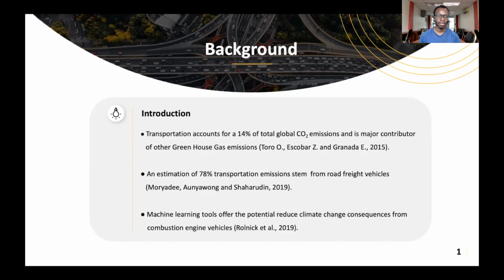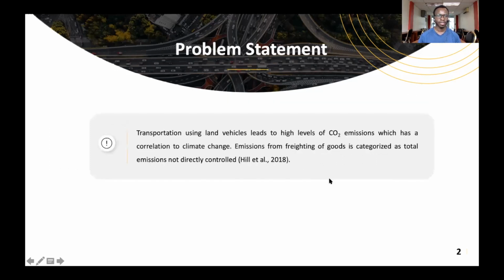Okay, then the other part that was considered was the fact that machine learning is a tool that's being used to optimize climate change consequences from ICEs, or internal combustion engines. This was a major finding by Rolnick. I think his article is quite pristine. It was entitled Tackling Climate Change Using Machine Learning. I really enjoyed this article. Okay, let's forge ahead. We'll look at the problem statement.